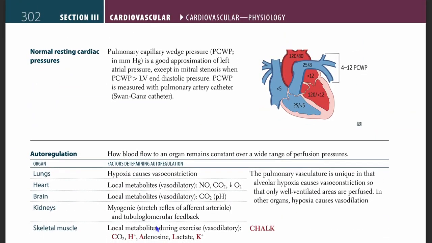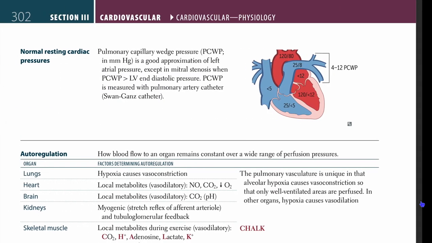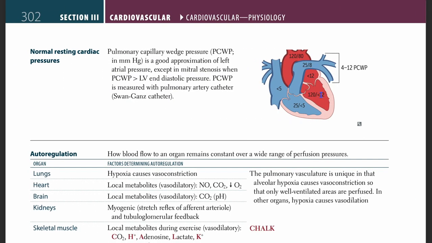Okay, now normal resting cardiac pressures. The values changed from before. So this value changed, and these values, both of these changed, I think. It used to be 110 by 90 or something like that.